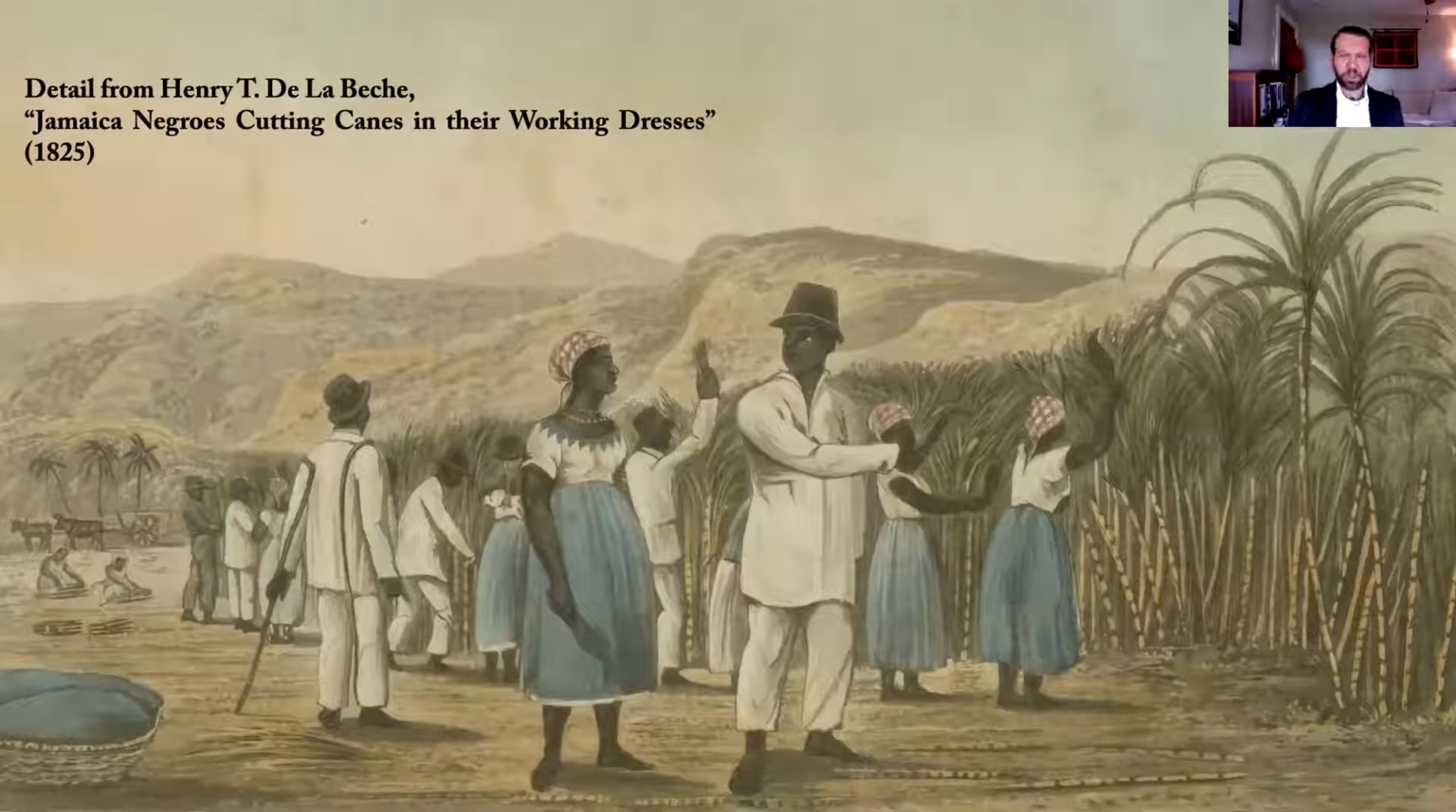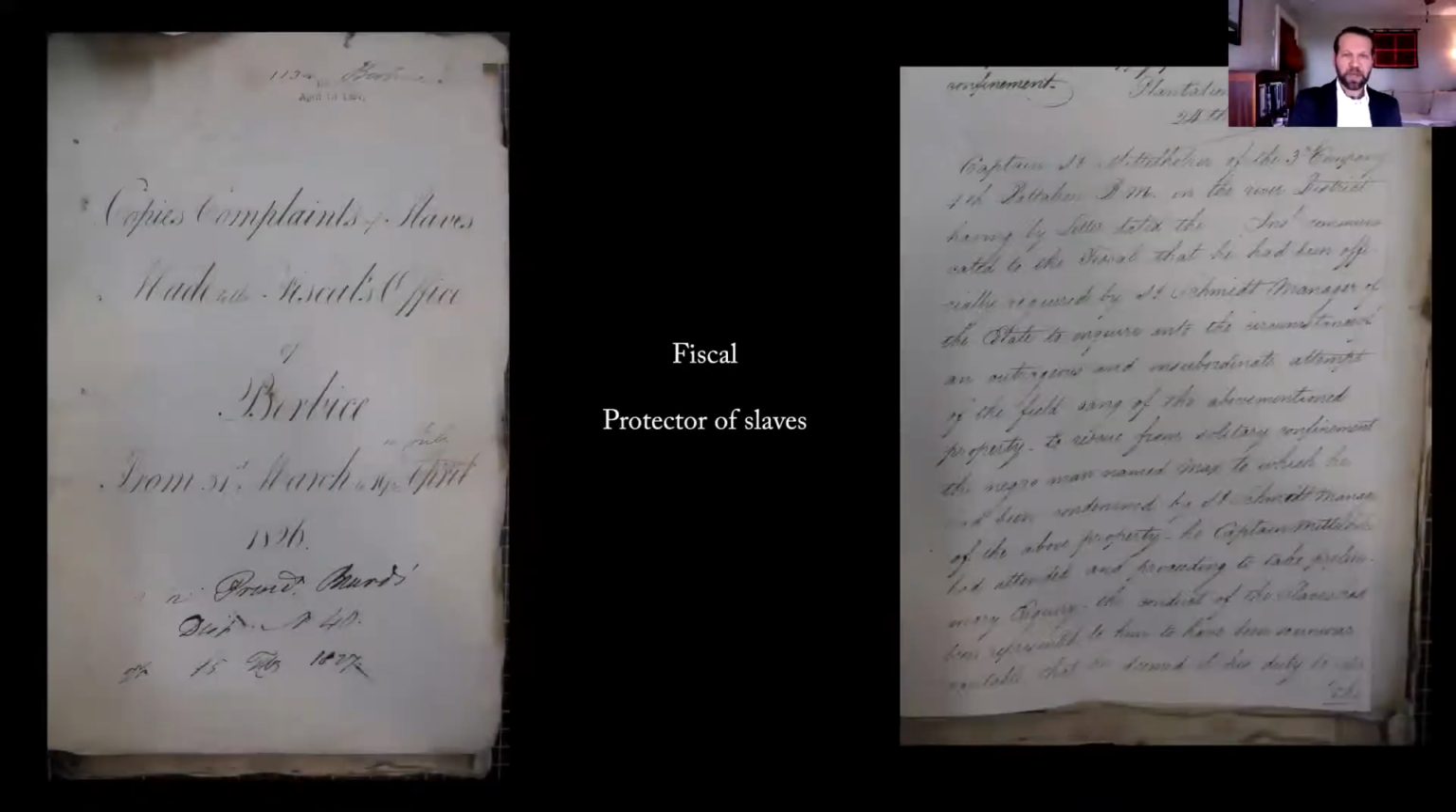In terms of evidence or sources, I decided to focus primarily on a massive archive of legal records from the early 19th century that were produced by Crown officials known as fiscals and protectors of slaves. These records are held at the British National Archives, and they were produced in Guyana, so Berbice, Demerara, Essequibo, in Trinidad, and in St. Lucia. Importantly, these are colonies that Britain acquired at the end of the 18th century. So we don't have these types of records for older West Indian colonies like Barbados or like Jamaica, for example. If you're interested in the reasons why, I can say more about that in the Q&A.